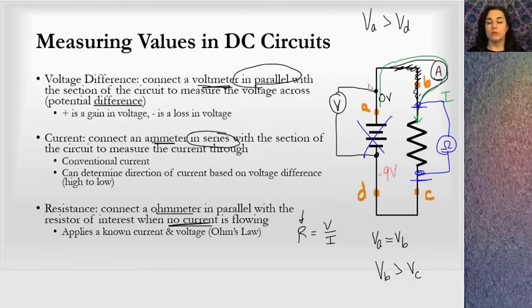That's just if we put the voltmeter in that direction. It would be -9 volts. So watch out for those questions as you move through any homework.